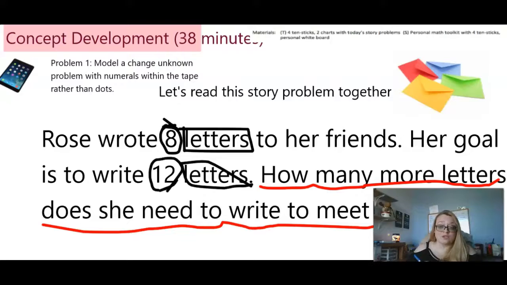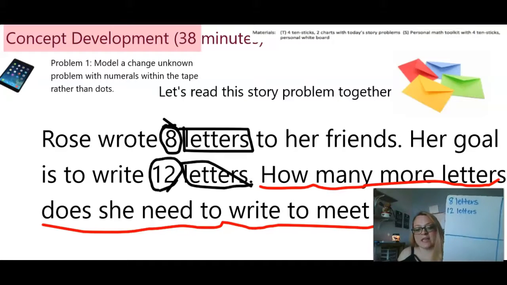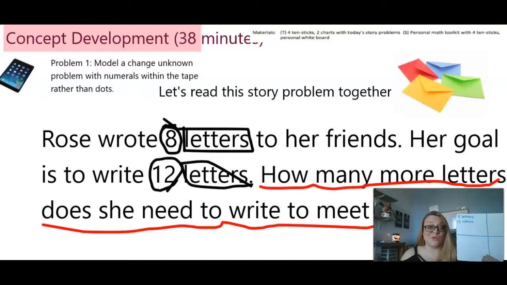She wants to write, her goal is to write 12 letters. Okay. So this is the information that they gave us. This is where we got to do our thinking. Okay. So I'm going to make myself big.